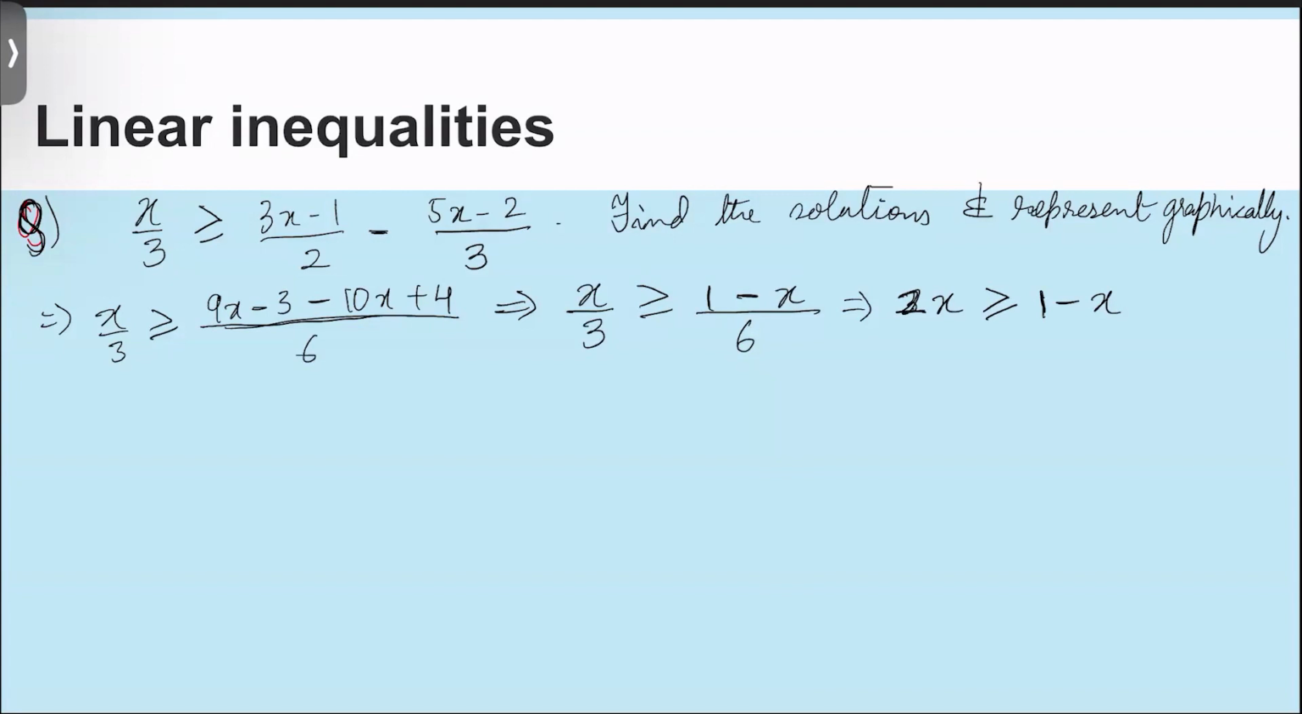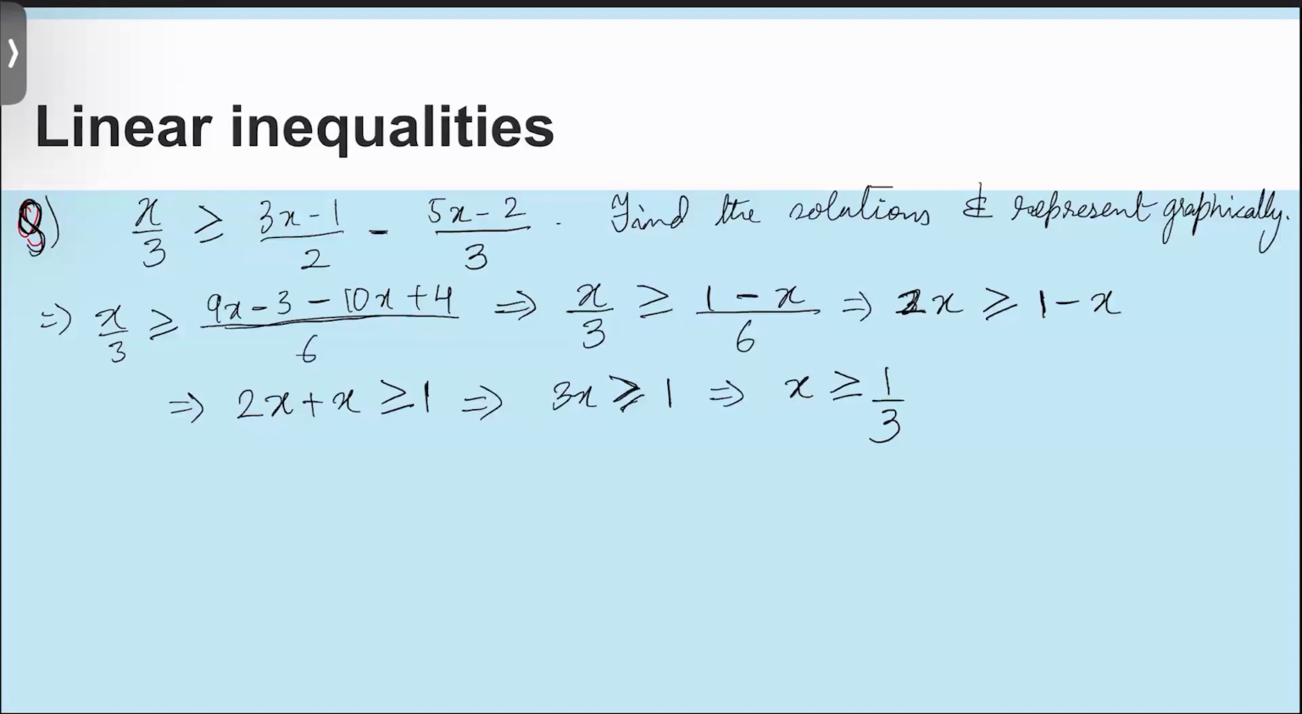Now again, we will try to bring all the variables on one side. So if you add x on both sides of the inequality, what you get is 2x plus x, and since we are adding x on both sides, we get 1. Okay, so your minus x goes away. So then you are left with 3x is greater than or equal to 1. And hence x is greater than or equal to 1 by 3.